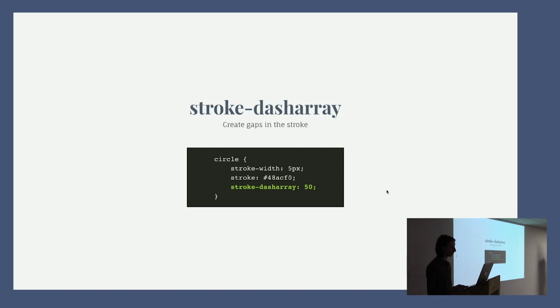in CSS is possible. If we start with stroke-dasharray, the dash array is used to create gaps in the stroke. So if we set the dash array to 50, we've basically just created a circle, given it a stroke width and color, and then set the dash array to 50. We have a stroke of 50 pixels, then a gap of 50 pixels, and then a stroke of 50 pixels, then a gap, and that just goes all the way around and will repeat infinitely.